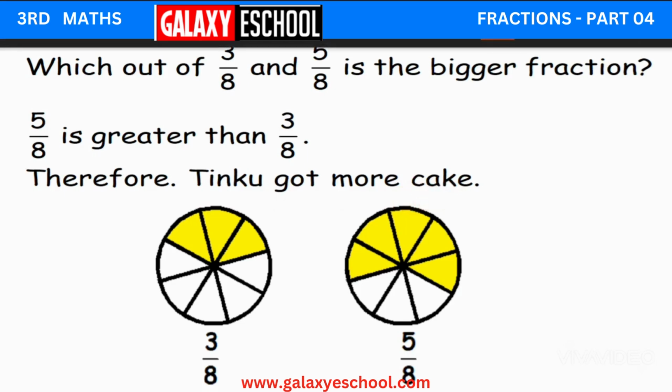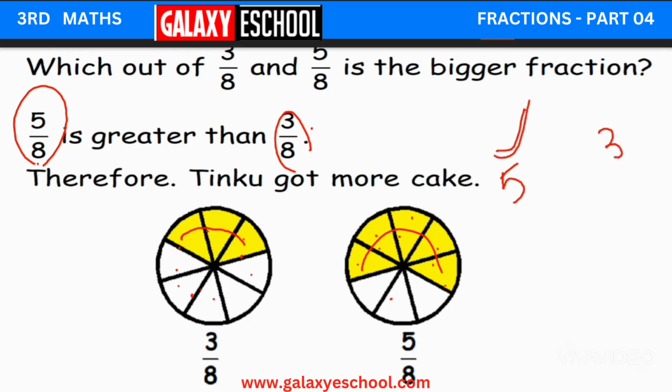What does 5 by 8 actually mean? See, out of 8 pieces, Tinku got 5 pieces. And what does 3 by 8 mean? Out of 8 pieces, Tina got 3 pieces. Yes, children. 3 by 8 means only 3 pieces out of 8, and 5 by 8 means 5 pieces out of 8. Now, are 5 pieces greater or 3 pieces greater? Yes, if we get 5 pieces of cake, it is greater than 3.